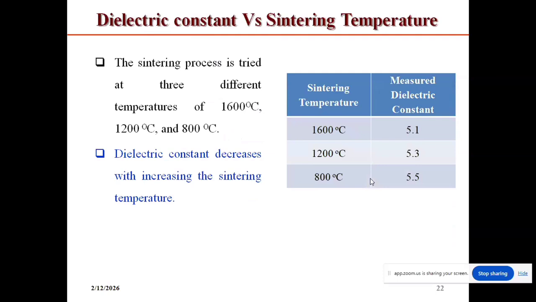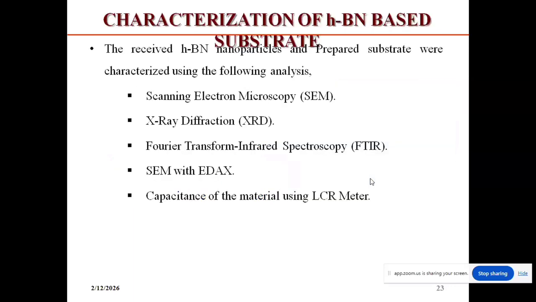The thing here is that the sintering temperature plays a major role in the antenna design. By varying the temperature of the sintering process, one can vary the dielectric constant. I have experienced this from my research work. By performing sintering at 1600 degrees, the dielectric constant is 5.1. By varying the sintering temperature from 800 to 1600, one can achieve the desired dielectric constant for the required specifications. The dielectric constant decreases with increasing sintering temperature.